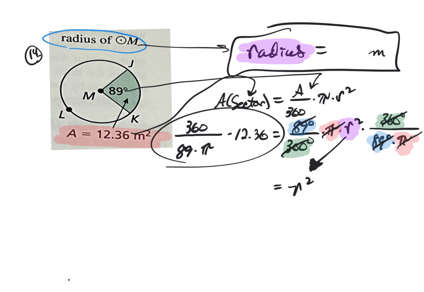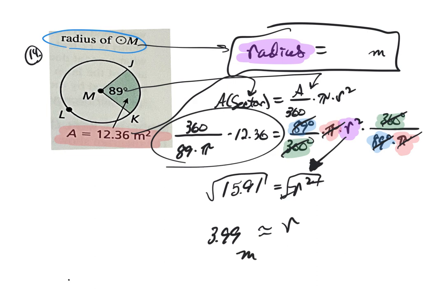And then we just simply have to do this arithmetic on our calculators, as I've shown you in class, and we're all done. So 360 times 12.36, and then divided by 89, and divided by pi. And what we get is approximately 15.91. But we don't want the radius squared, we just want the radius, so we have to take the square root of both sides. And so the radius is going to be the square root of 15.91, so approximately 3.99. If you wanted to round that up to 4, I'm totally fine with that, but I'll just write it out so you get the idea. So just about 3.99 meters.